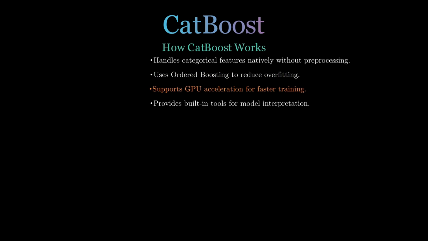CatBoost supports GPU acceleration, making it significantly faster for large datasets compared to CPU-based implementations. CatBoost provides built-in tools like feature importance and SHAP values for model interpretation, helping users understand the model's decisions.